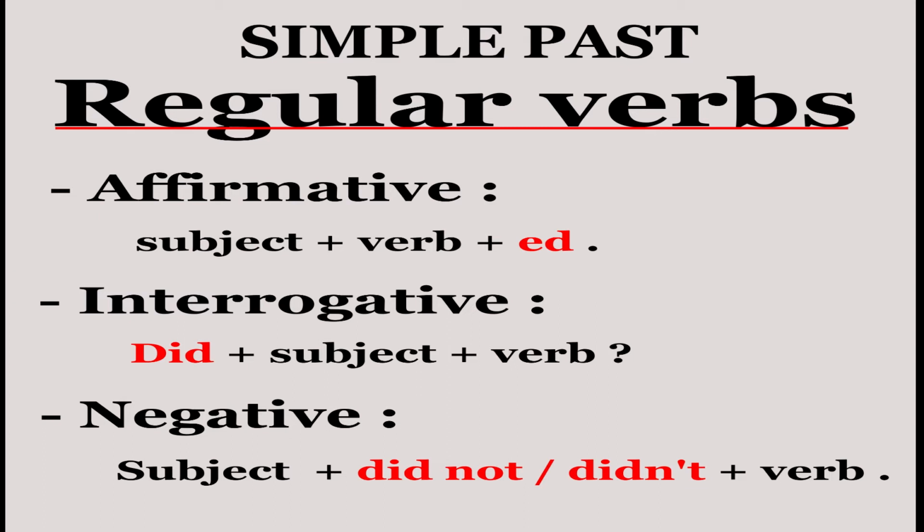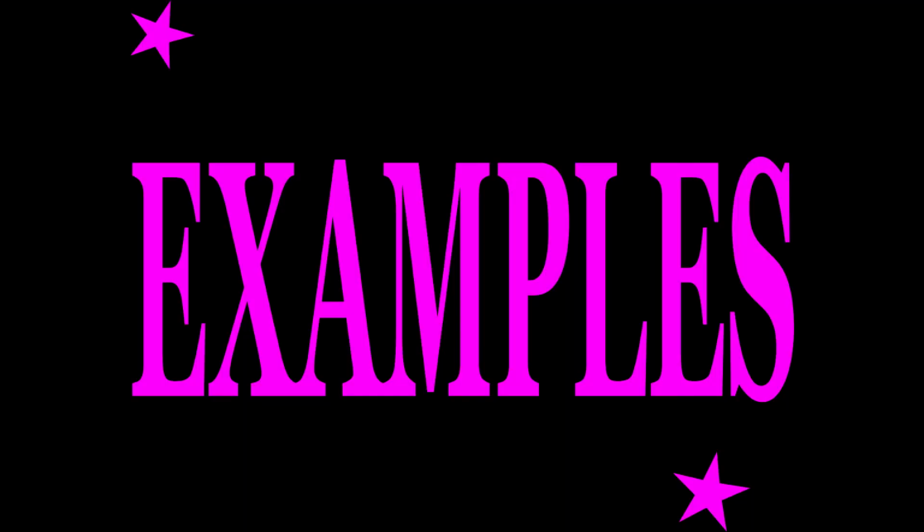Now for the use of the simple past with regular verbs, in the affirmative you need the subject I, you, he, she, verb plus ed. Interrogative, always did plus subject plus verb, and the negative, subject, did not, didn't plus verb, without ed of course. Let's take some examples to make it clearer.